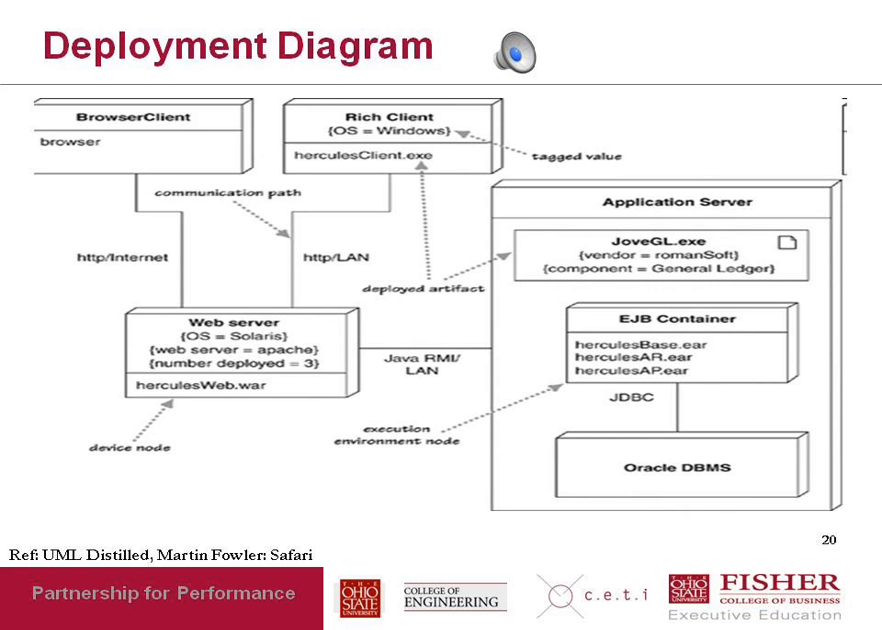A deployment diagram shows how a system will be physically deployed in the hardware environment. Its purpose is to show where the different components of the system will physically run and how they will communicate with each other.